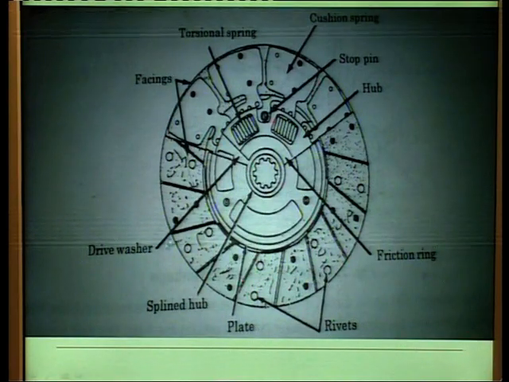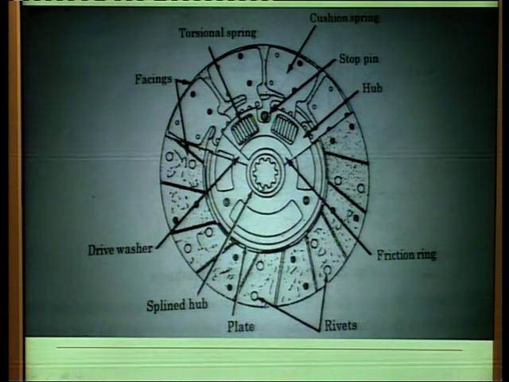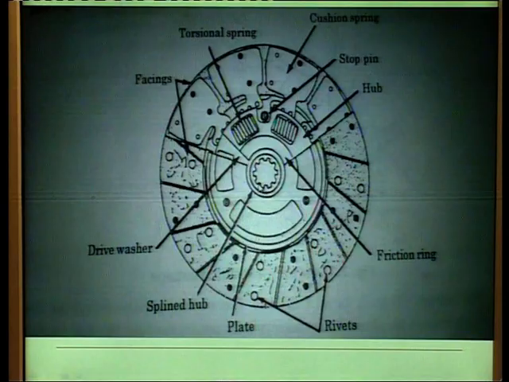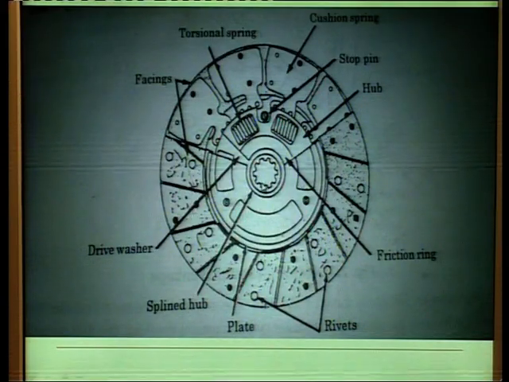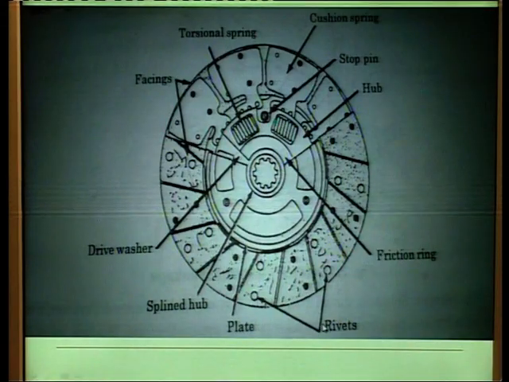Then drive washers. Then the splined hub. This hub has internal splines. These are the splines. This shows the splines, and the shaft has external splines by which it is attached. Then these are rivets. Rivets are provided to help attach the facing, the friction lining material, to the steel disc.